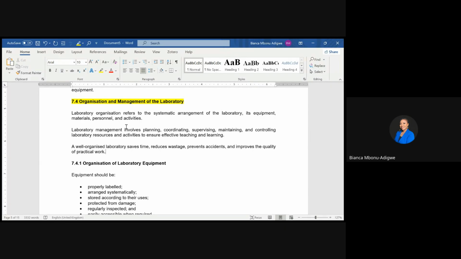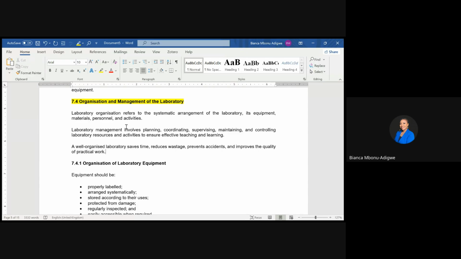Lab organization is talking about the orderliness, the ordered way in which the laboratory, the equipment, the materials, the people involved, even the activities, how all these things are arranged. That is what we mean by laboratory organization. While laboratory management involves the planning, coordinating, supervising, maintaining, controlling, laboratory resources and activities.